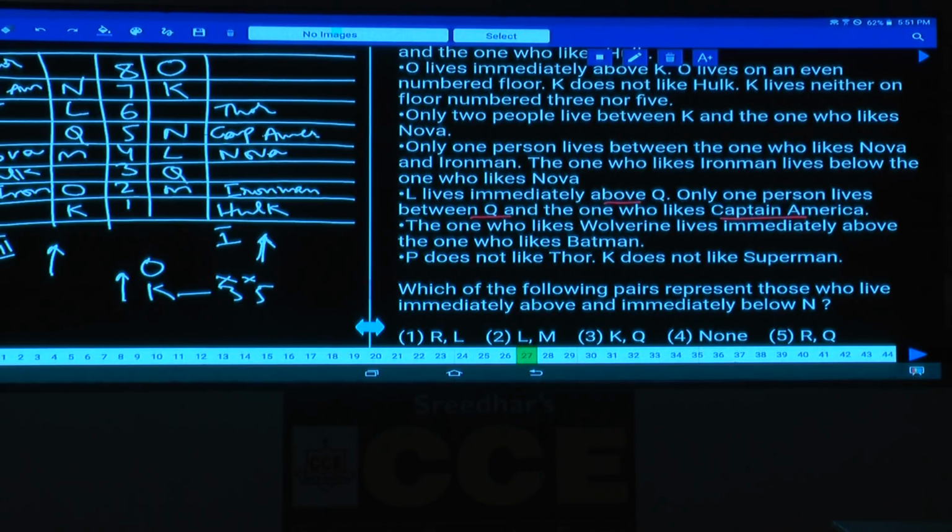The one who likes Wolverine lives immediately above the one who likes Batman. Wolverine is immediately above Batman, so here Wolverine is on the 8th floor and Batman is on the 7th floor. Now in this one, Wolverine must be on the 6th floor and Batman must be on the 5th floor. P does not like Thor, isn't it? So P cannot be here, and P must be on the ground floor. And in the second case, P must be on the 3rd floor.